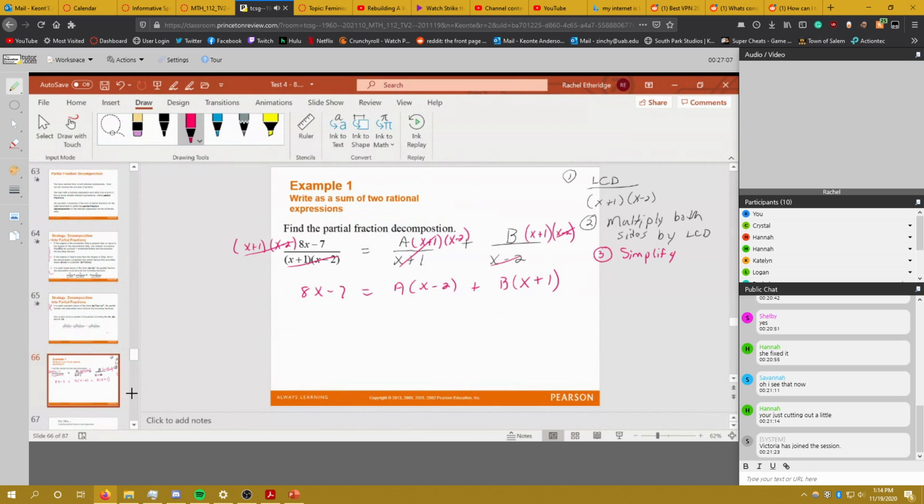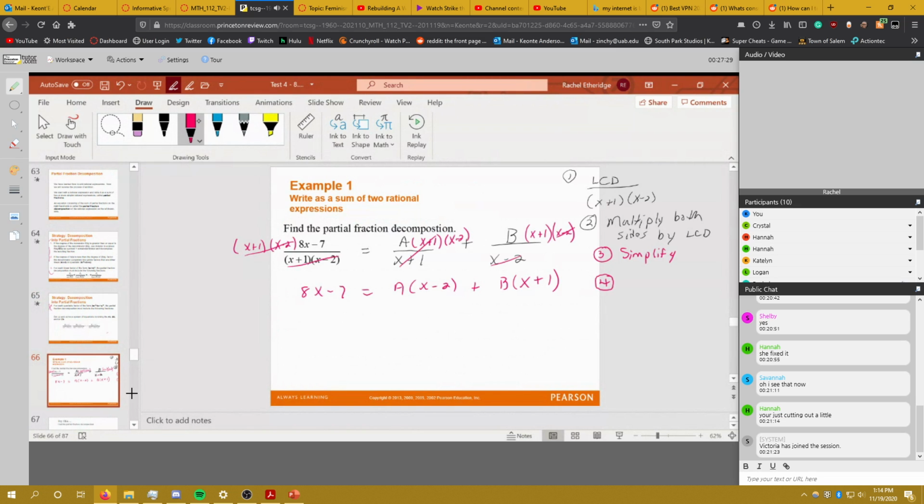Now, this is where I part ways with the book. At this point, the book has another method for solving these that I don't like. I like my method, so I'm going to teach you my method. And if you want to look at the book's method and do it that way, that's up to you. But I do it this way.